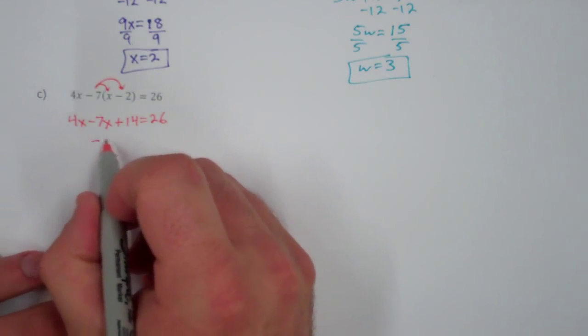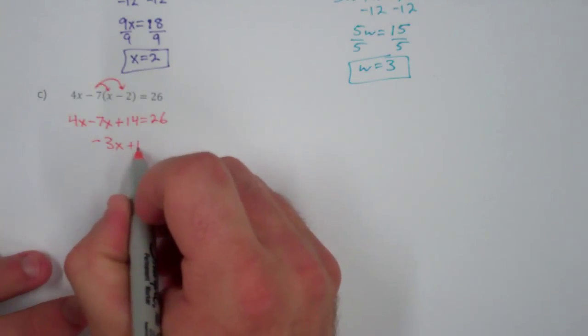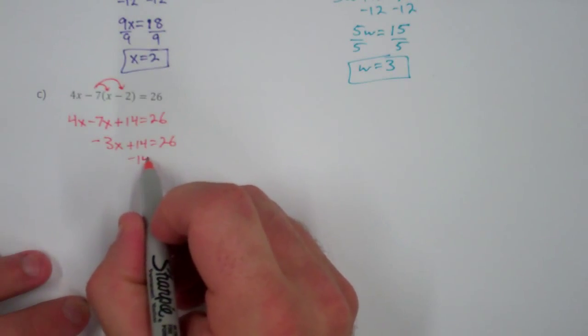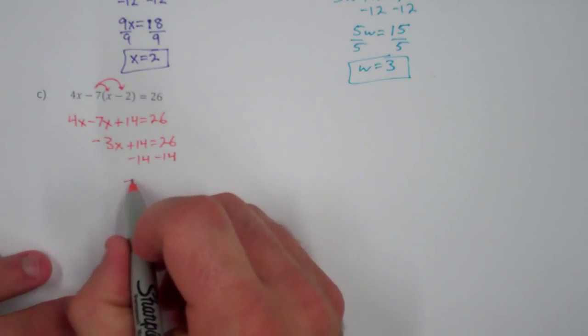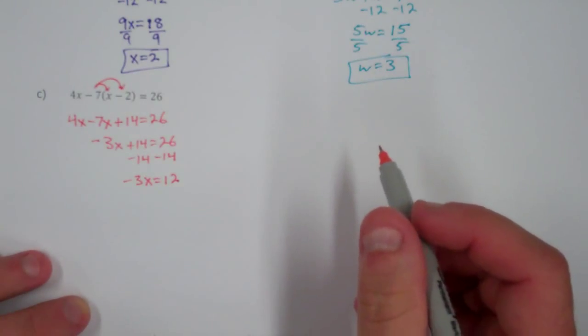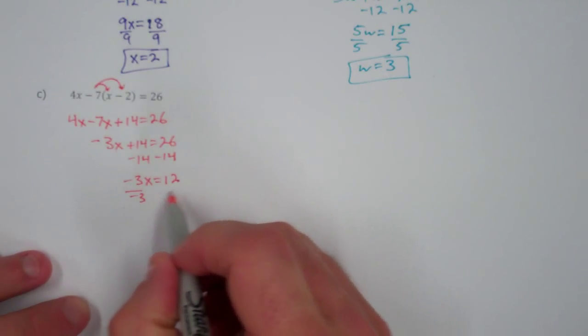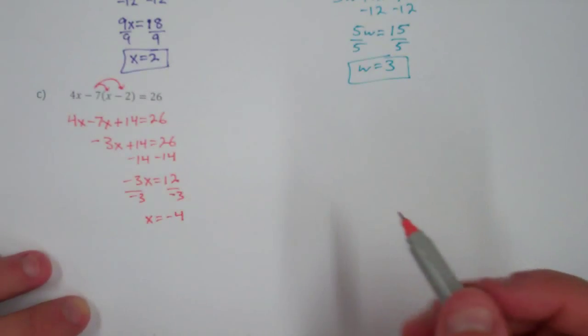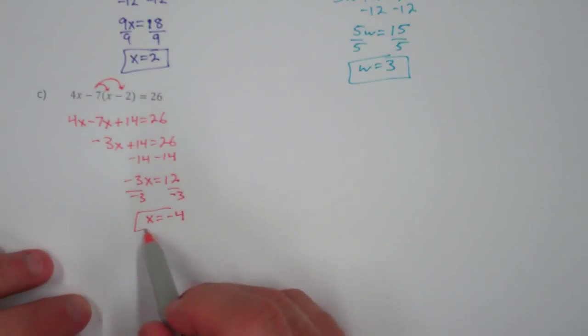4x minus 7x is negative 3x. We'll still have 14 and then equal 26. Subtract 14. Negative 3x is equal to 12. Divide by negative 3. And x will be negative 4.